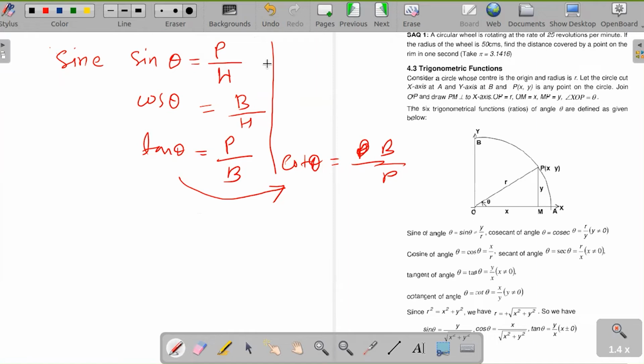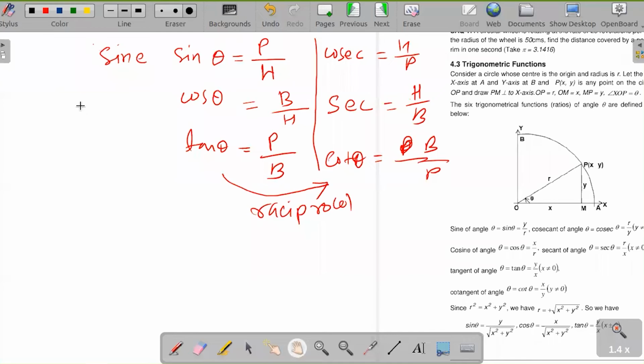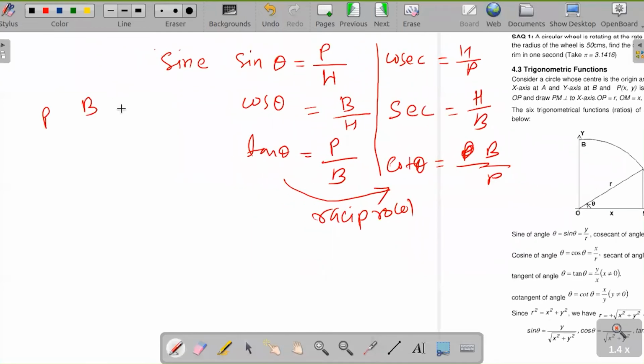Reverse of the sine means reciprocal here. Reciprocal of sine is cosec, and that will be h by p. Reciprocal of cos will be sec, secant, and that will be h by b. If you want to remember this, it is p, b, p, and just write h, h, p.